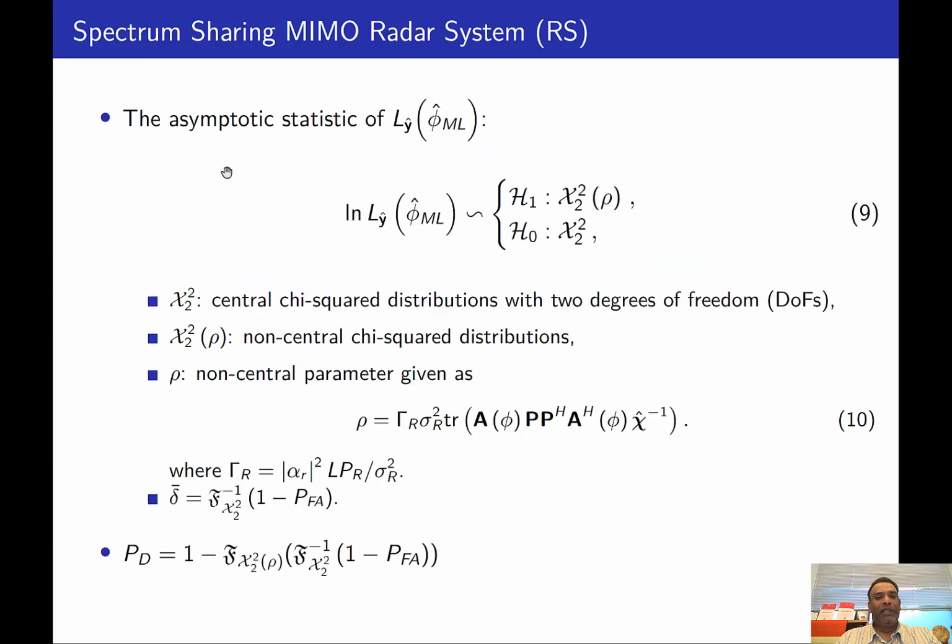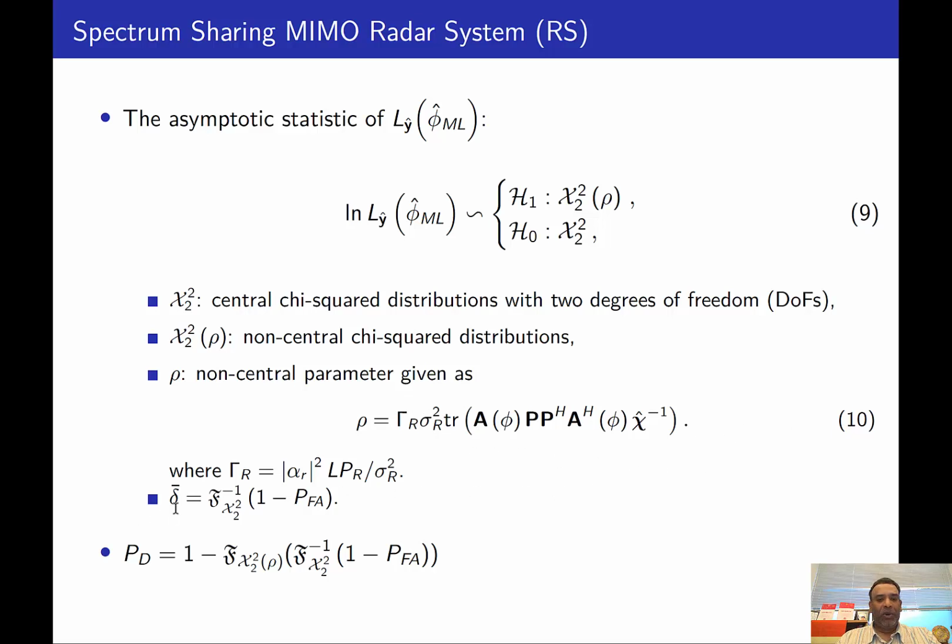So the asymptotic statistics for this local function is given by this expression here. Under the null hypothesis, it is a central chi-square distribution. So this is a central chi-square distribution with 2 degrees of freedom, and this chi-square with rho is a non-central chi-square distribution. The rho is the non-central parameter, given by this expression here.